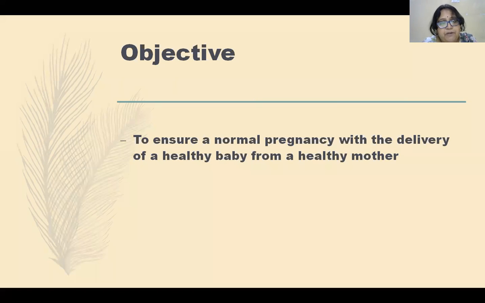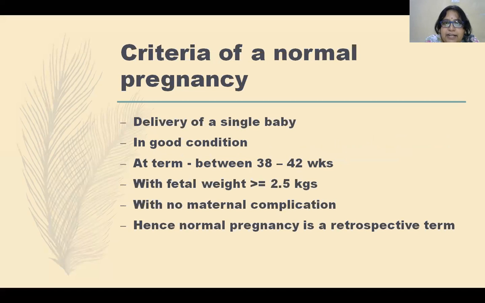Next, what is the objective of all this antenatal care? The objective is finally to achieve a normal pregnancy with the delivery of a healthy baby from a healthy mother. And what do you mean by a normal pregnancy? Anybody? Can you tell me what you mean by normal pregnancy? What is the criteria for a normal pregnancy? It is delivery of a single baby. Only a single baby should be delivered.